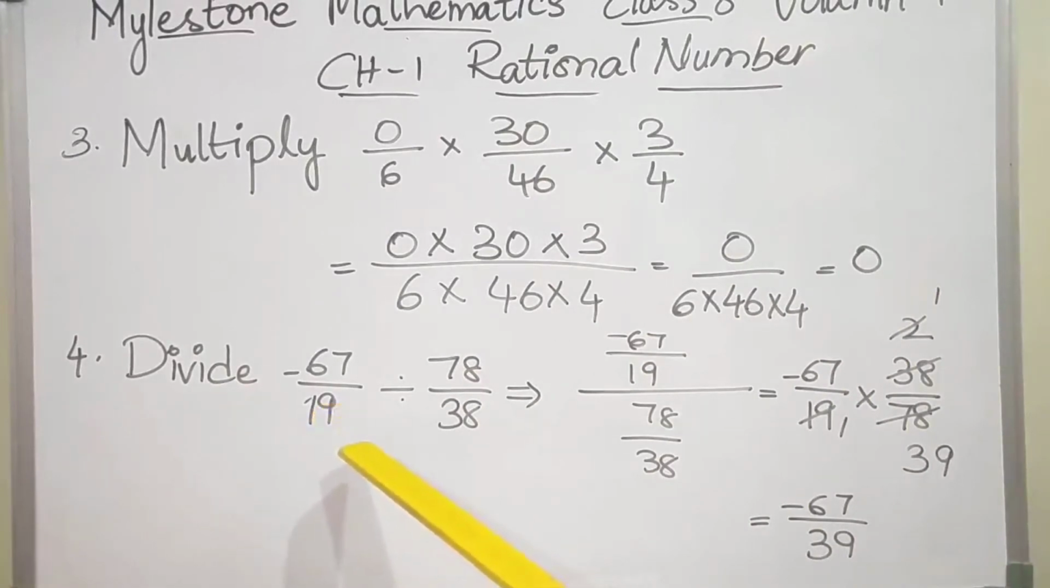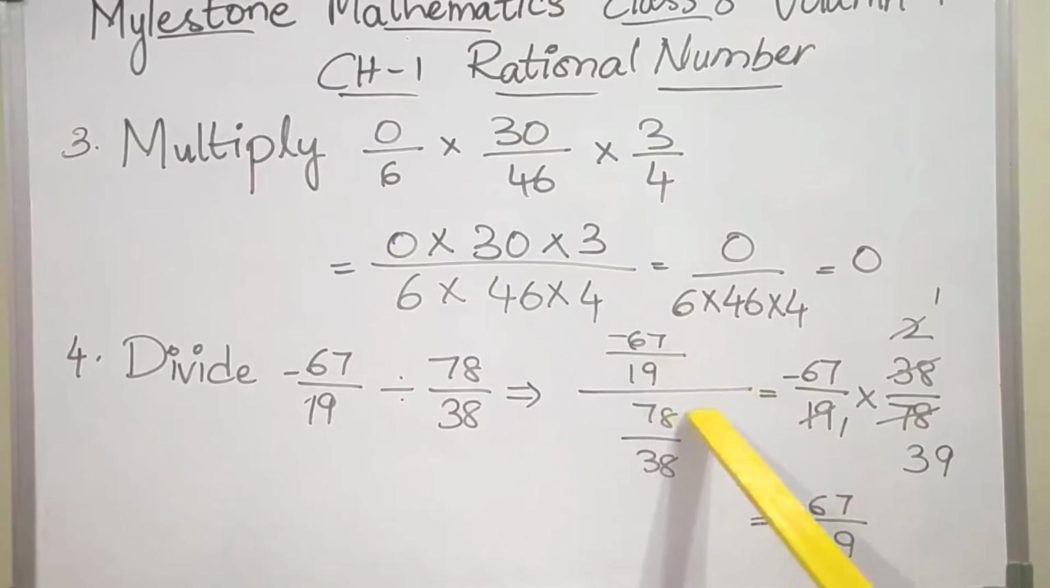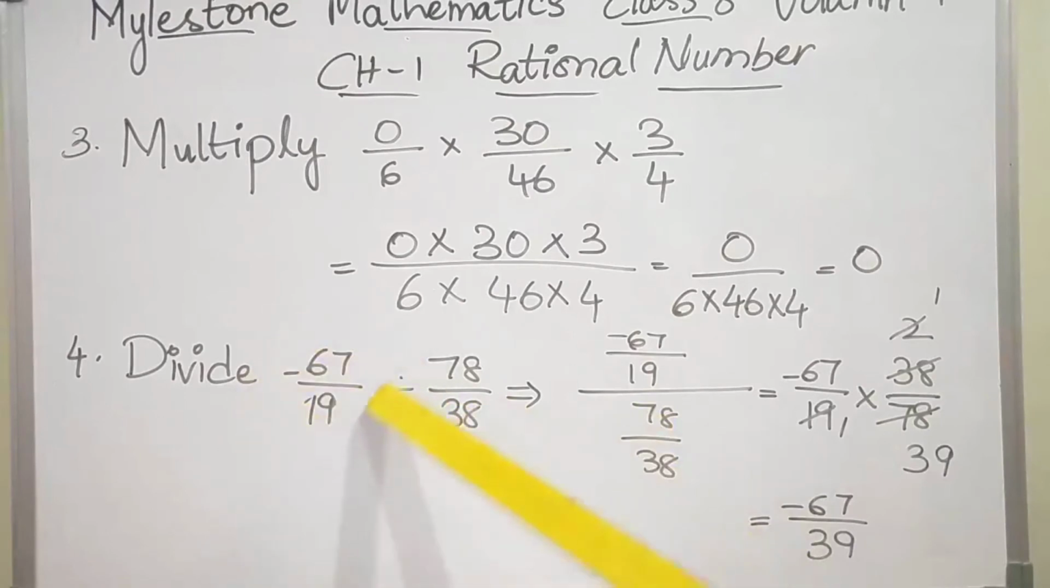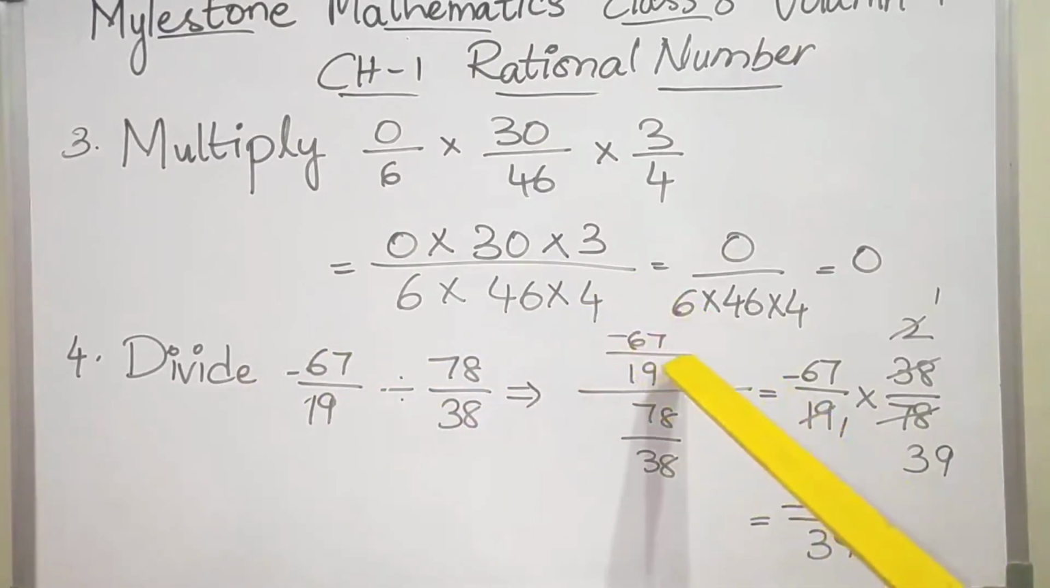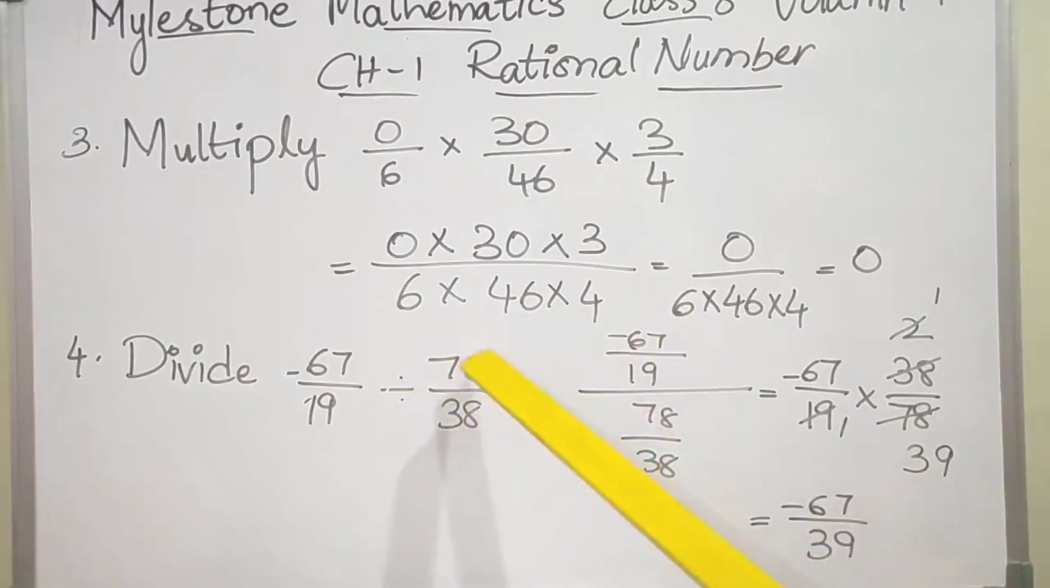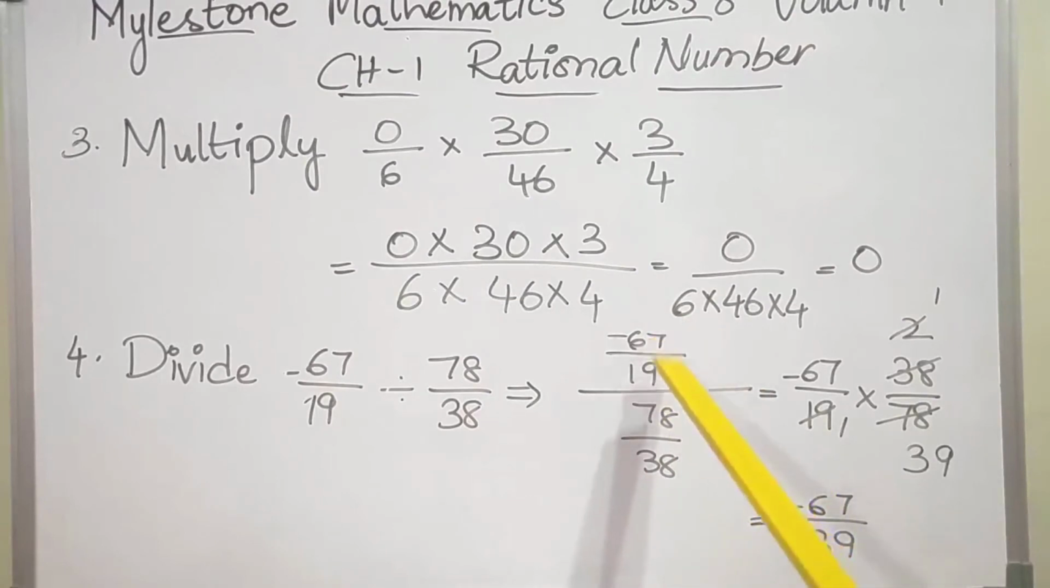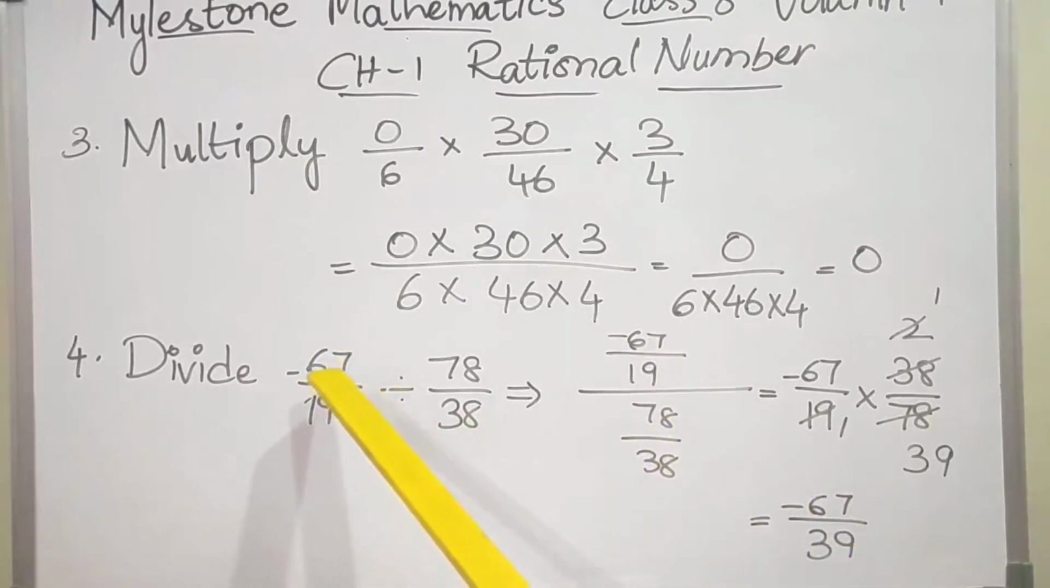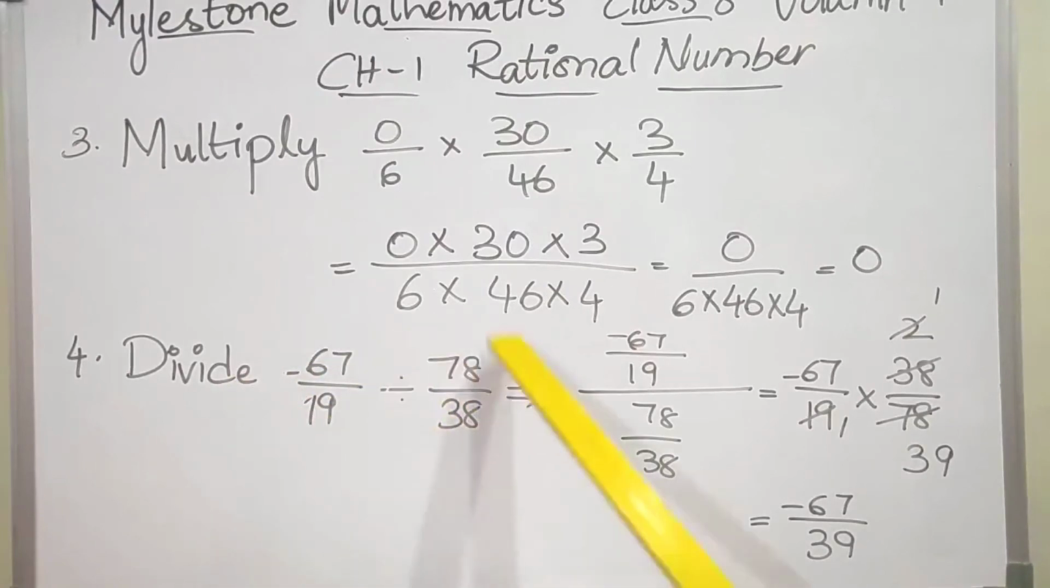Divide minus 67 by 19 with 78 by 38. Now the division rule says that if it is 1 by 2, what we do is 1 is divided by 2, then we shall take it as 1 and 2 here. In the same way, we are taking this part here as a P and this part as a Q, P by Q form. We know that P by Q means we will write like this only. So in this case also we are doing the same. This is P and this is Q.